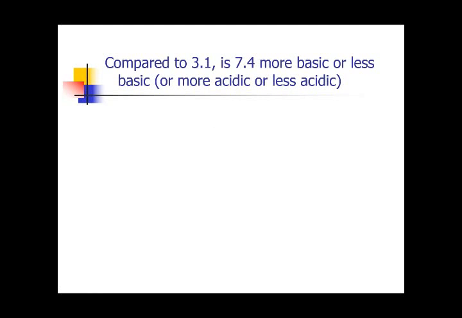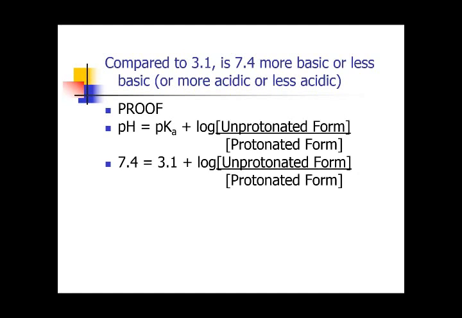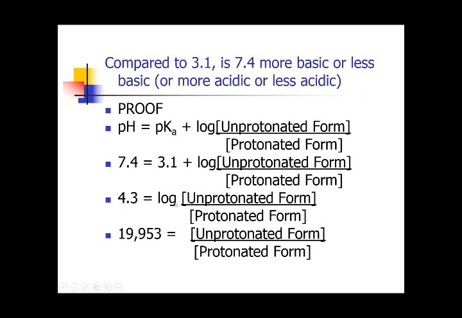But let's prove it again. pH is equal to pK plus log of unprotonated over protonated. 7.4 for the pH, 3.1 for the pKa. So 4.3 is equal to log of unprotonated over protonated, which gives 19,953. That must mean that the numerator is bigger than the denominator, therefore more unprotonated.